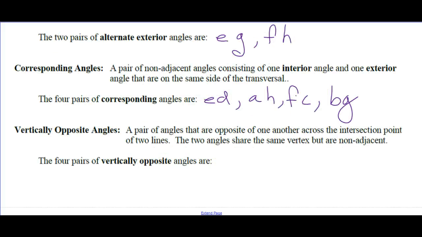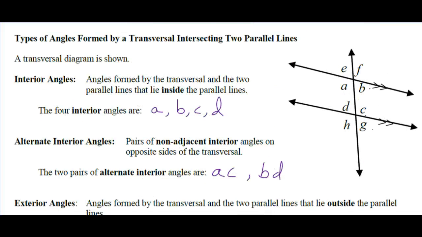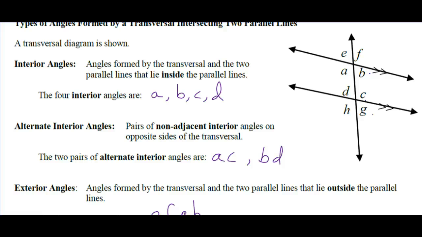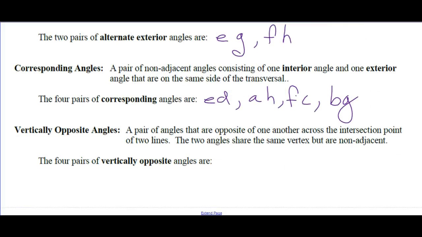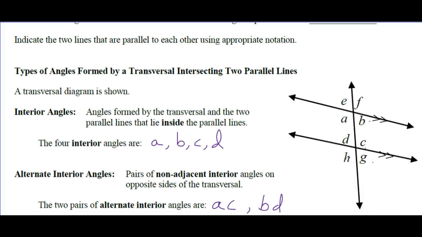Vertically opposite angles: a pair of angles that are opposite of one another across the intersection point of two lines. The angles share the same vertex but are non-adjacent. There are 4 pairs of them. So vertically opposite, what are they? They have to be non-adjacent, but they've got to be on the same, what did it say? A pair of angles opposite one another across the intersection point. Here's the intersection point. So what do we got?